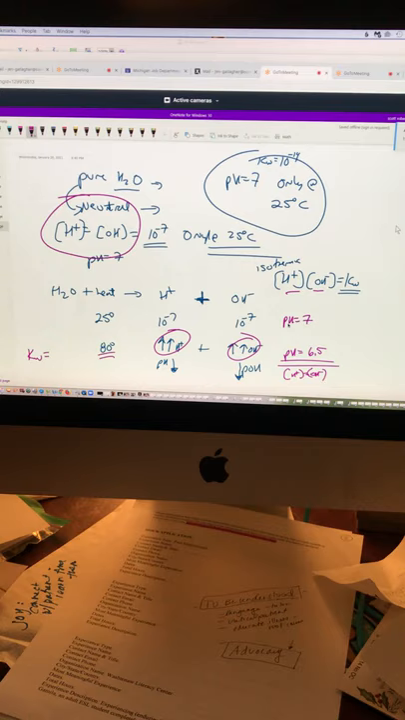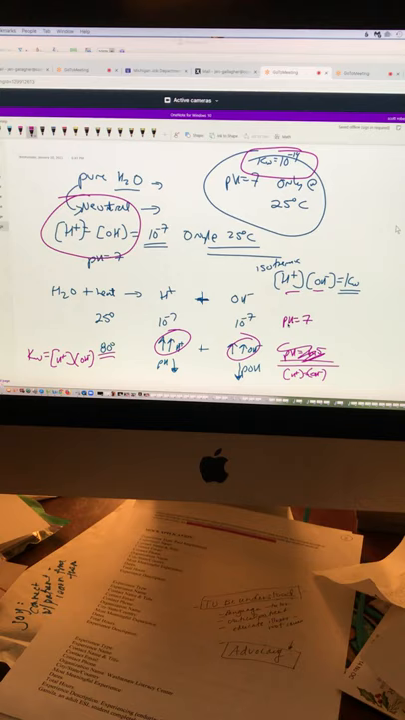Forget about this. Don't look at that. I want you to think of it in terms of this number here. Is it going to be bigger or smaller than 10 to the minus 14? It has to be greater than 10 to the minus 14. The definition of Kw is H+ times OH-. Everybody feeling it?